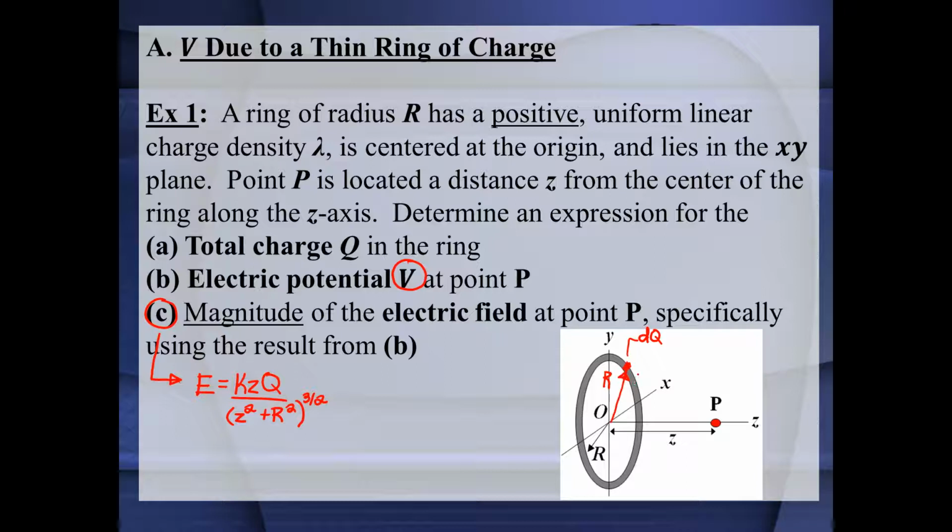And then little r is going to be the distance from point P to that differential element. So we'll just draw a line from the differential element down to point P. Okay, that's the distance r.